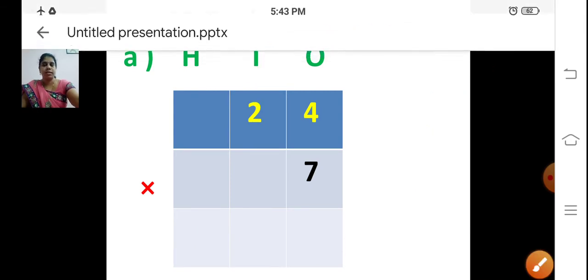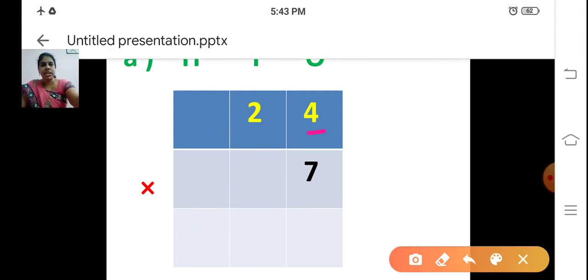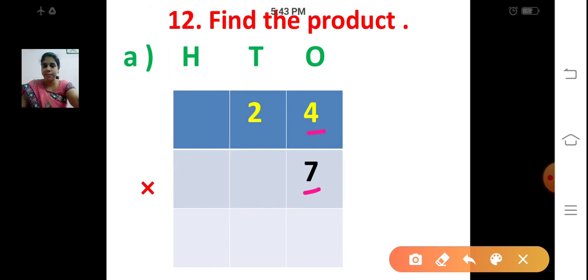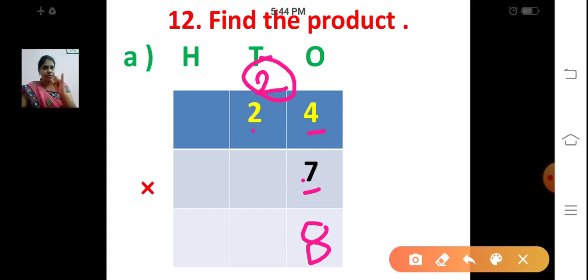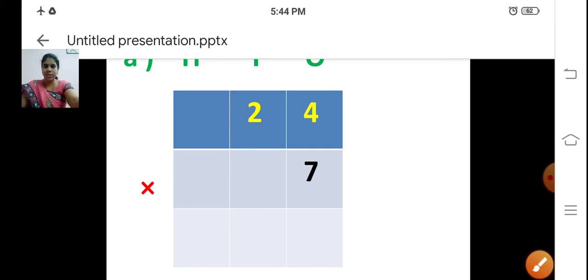I'll repeat it one more time. First, multiply the digit at the ones place by 7. 4 7s are 28, right? 8, 2 will be carried over. Next, multiply the digit at the tens place by 7. 2 7s are 14. 14 plus 2, 14, 15, 16. So 168. Now, shall we move on to the next one?